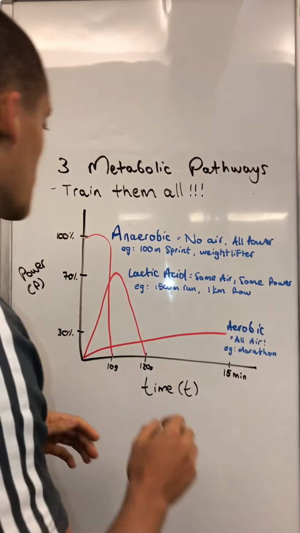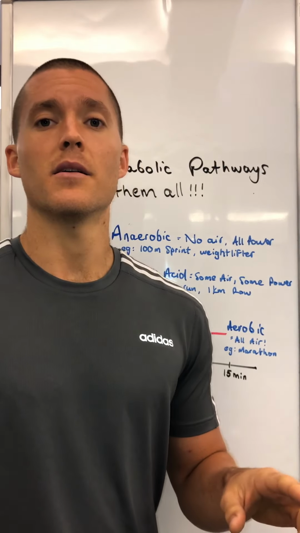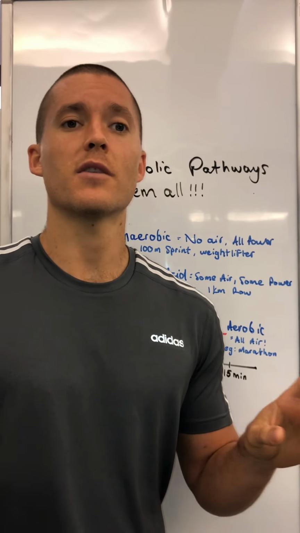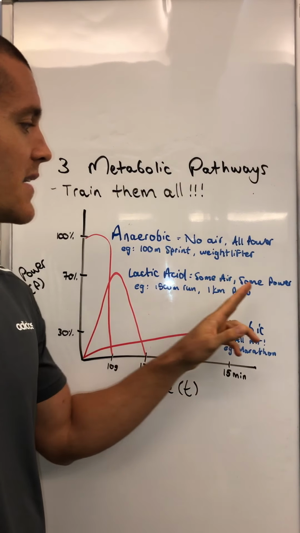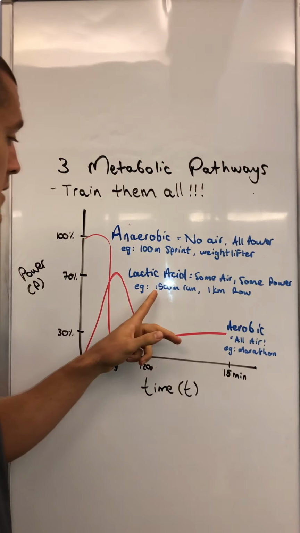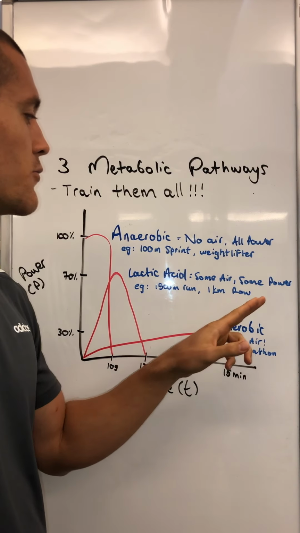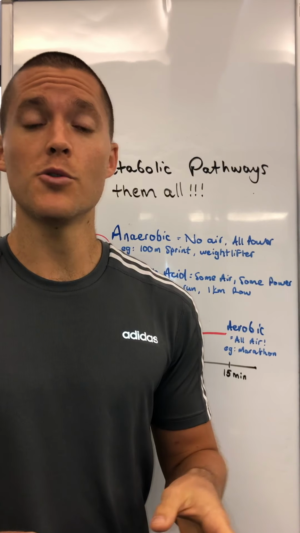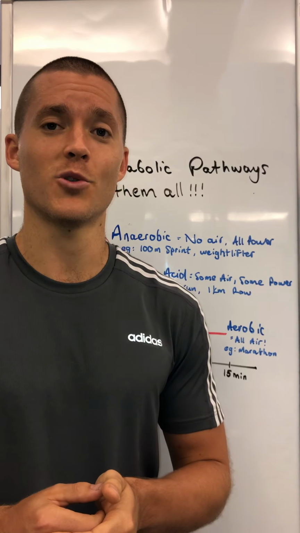But somewhere in the middle, we have lactic acid. And again, this is just the most layperson basic way to speak about it. You could also think of it as a burner or burning type workout, where we have some air and some power. And the example I use here is a 1,500-meter run or 1 or 2 kilometer row. For anyone who does that type of training, they know it's very painful and not very enjoyable.